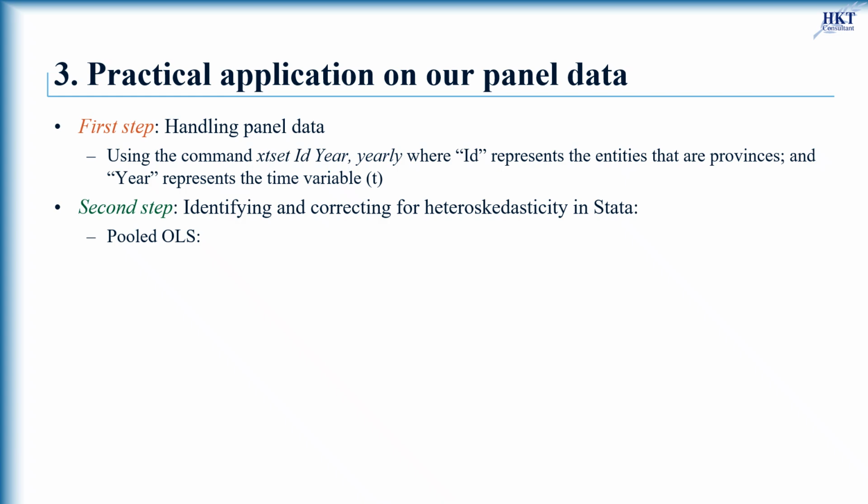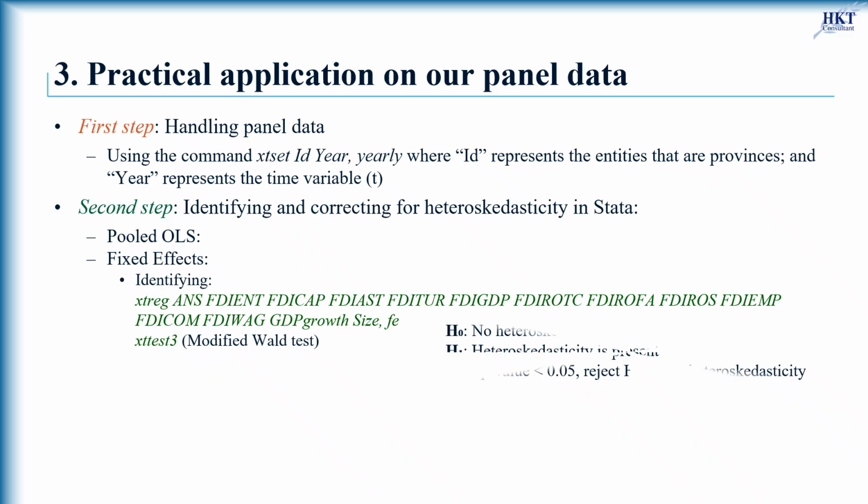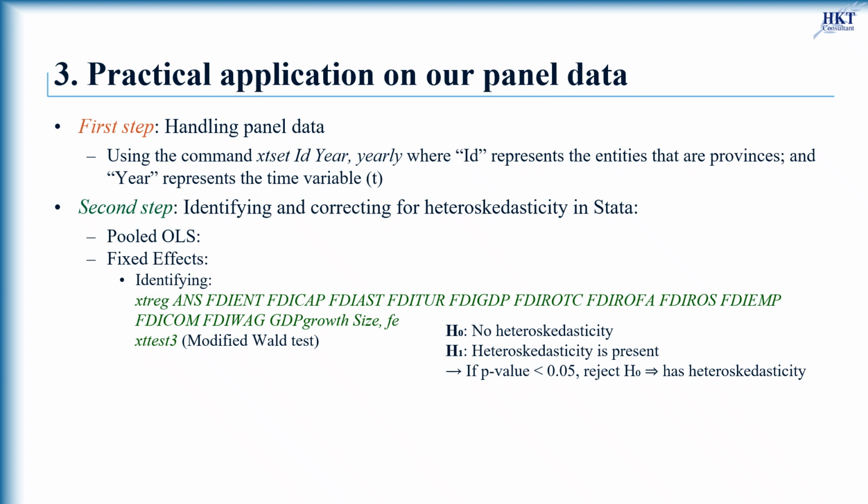For identifying heteroskedasticity in the fixed effects model, after estimating the model using the Stata command xtreg with the fe option, the modified Wald test should be performed. If the test result is statistically significant with a p-value less than 0.05, it indicates the presence of heteroskedasticity in the panel data. If the result is not significant, the assumption of homoskedasticity holds.